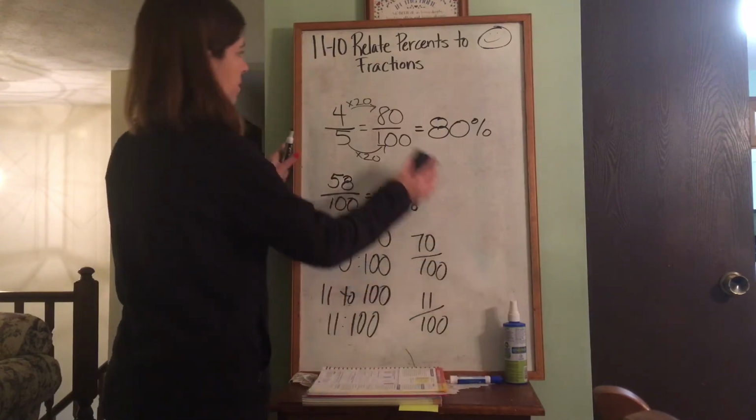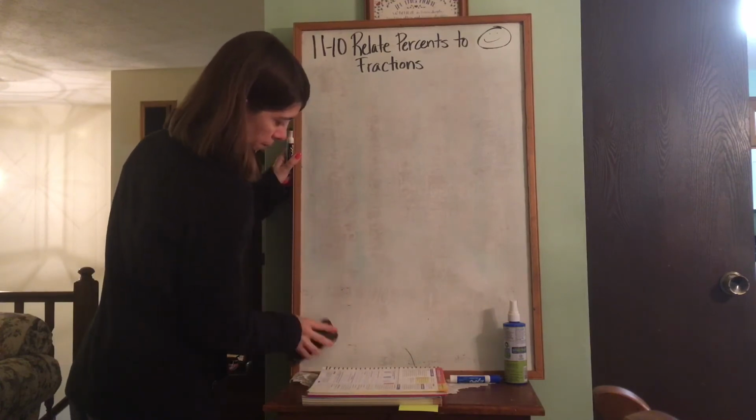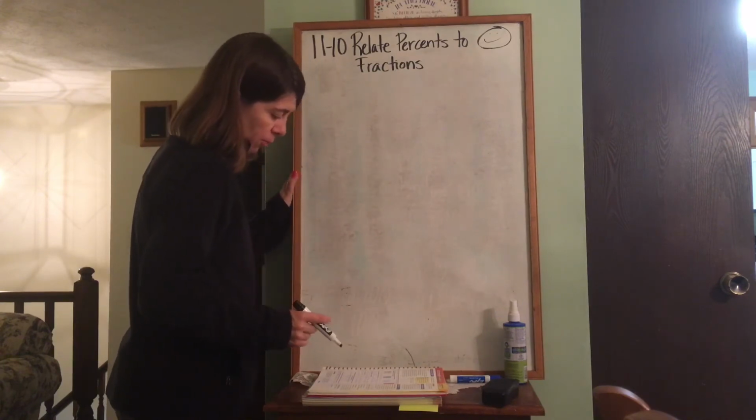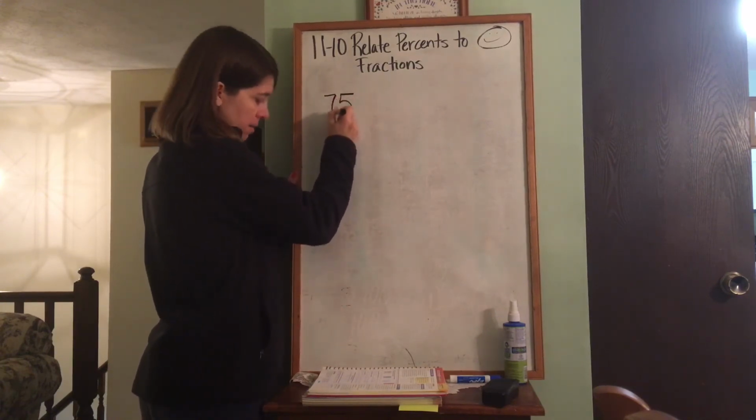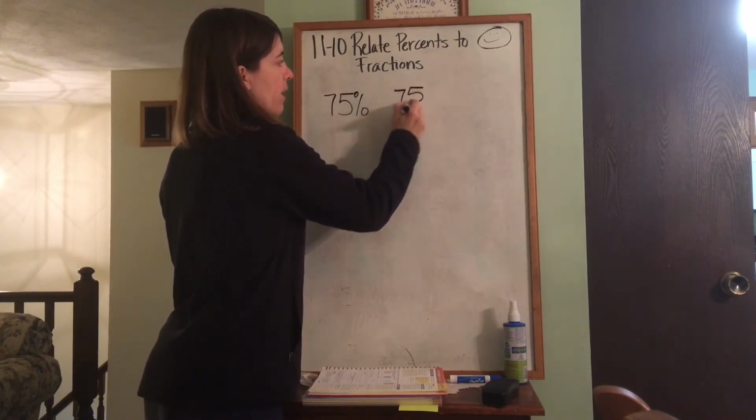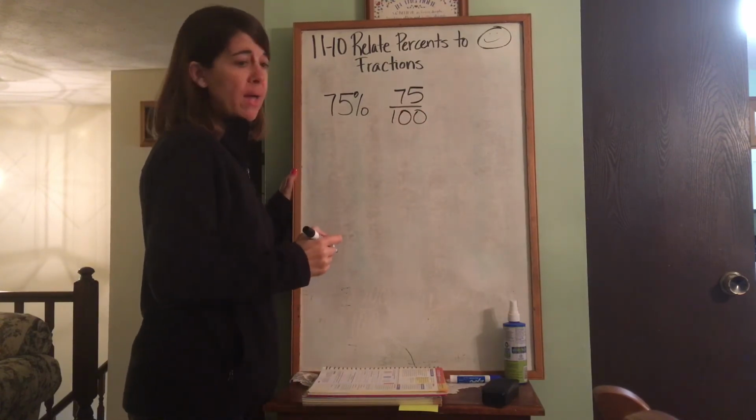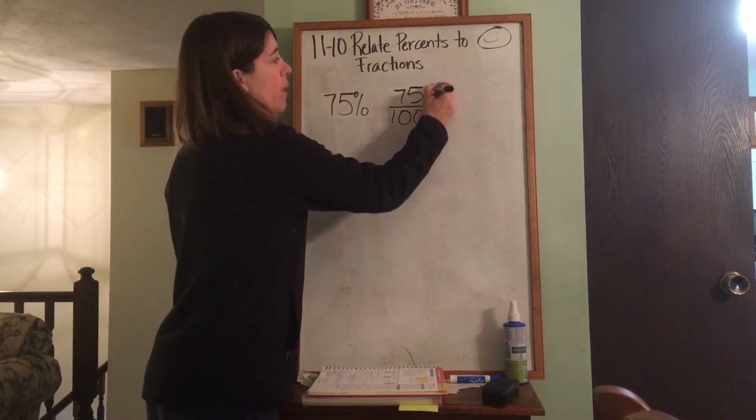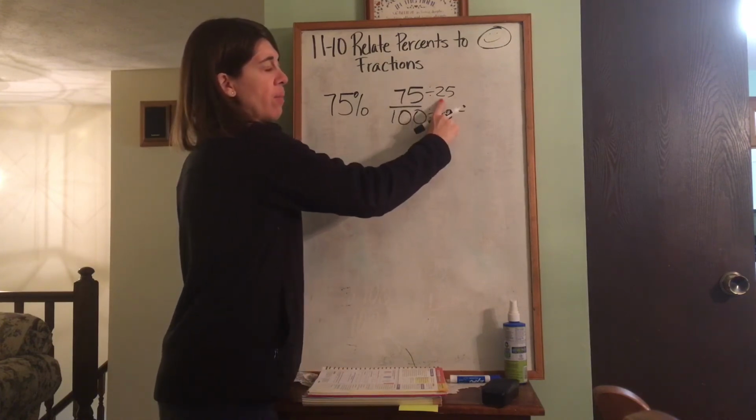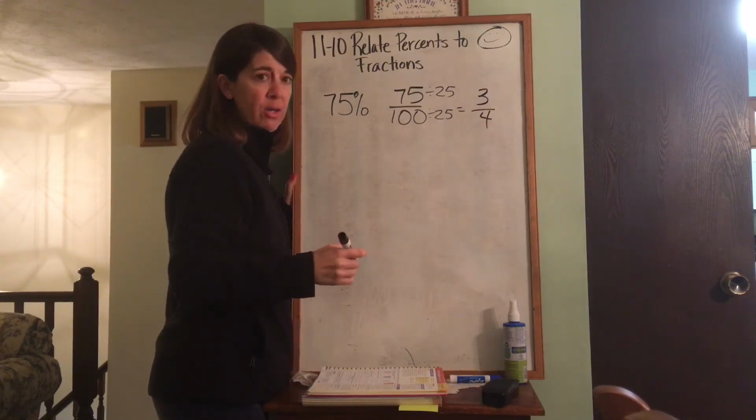Let's take a look at the next section. Let me erase real quick. The next section says write as a fraction in simplest form. So 75%, is that an odd? That's an even. Good. Okay, 75%. So we would change that to the fraction 75 over 100, just like we were doing before. And then you've got to simplify it because they want it in simplest form. You can divide both of these by 25. 75 divided by 25 is 3, and 100 divided by 25 is 4. So there's your fraction in simplest form.